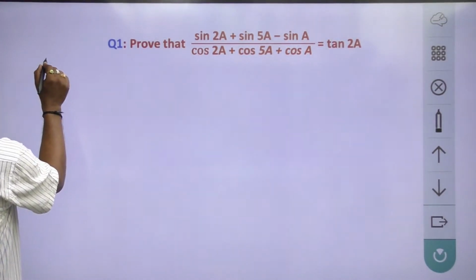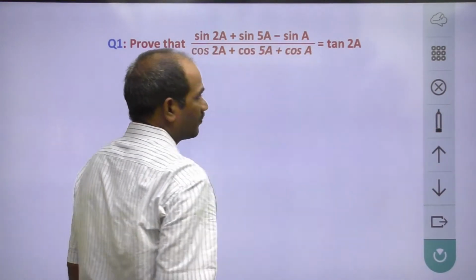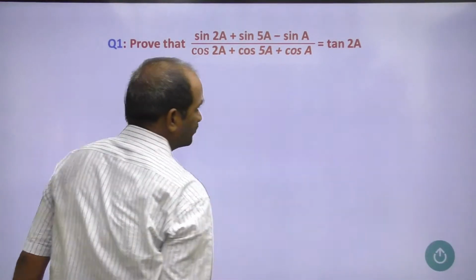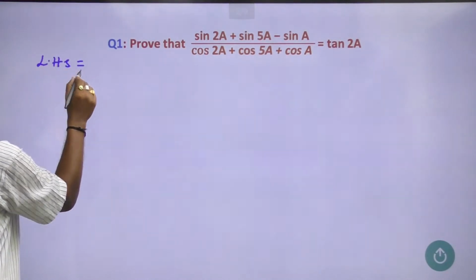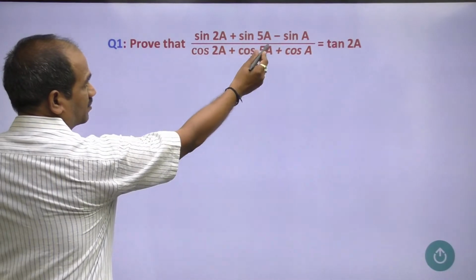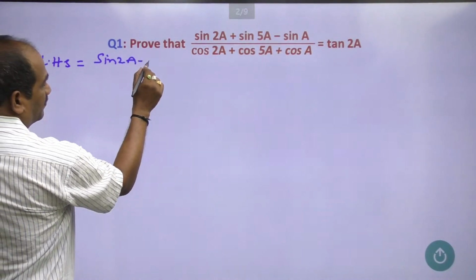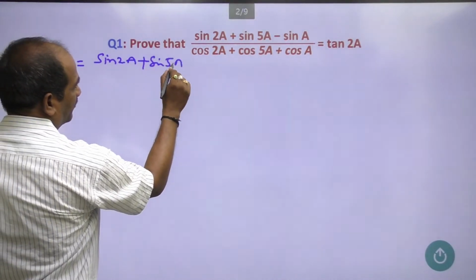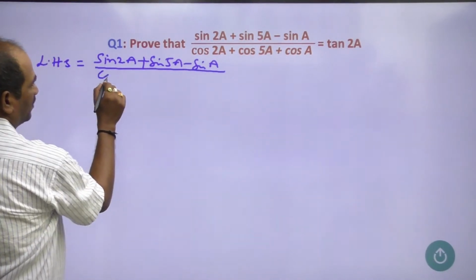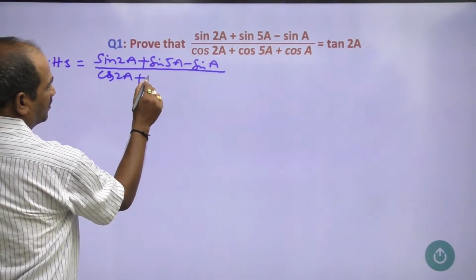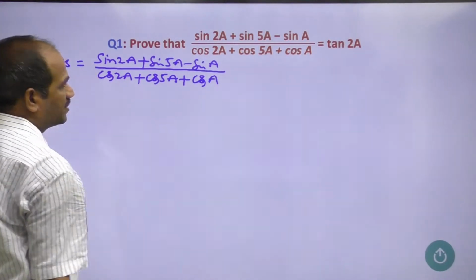In this proof, taking the LHS value, LHS is equal to, first taking this total value. sin of 2a plus sin of 5a minus sin of a, whole divided by cos of 2a plus cos of 5a plus cos of a. This is the LHS value.